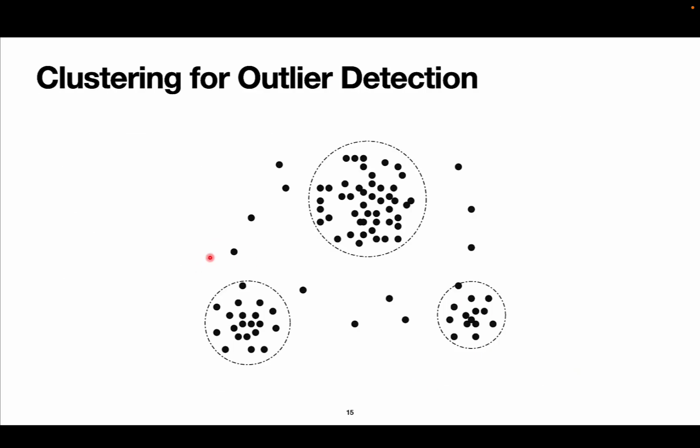This is the canonical image for clustering, and as you can see what happens in clustering, we look for these groupings and decide what belongs to the group, and we flag what doesn't belong as an outlier.